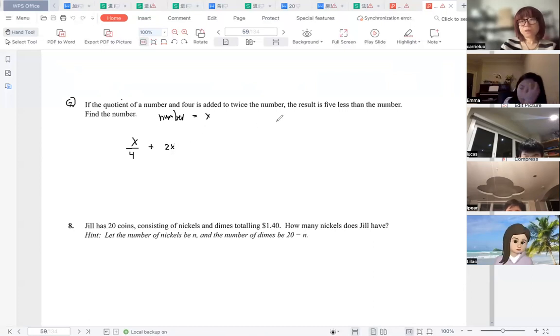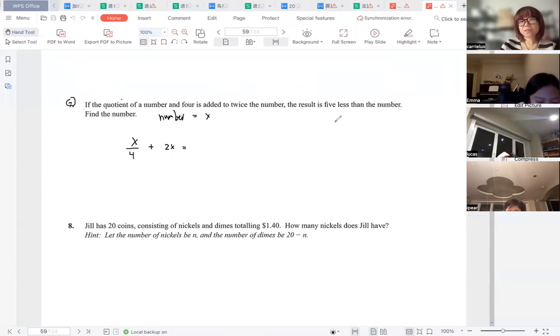Very good. The result, the whole thing, is 5 less than the number. So what is 5 less than the number? X minus 5. Get it? Just using one sentence by sentence. Okay, so everybody, with this one, I think everybody can solve the problem, right?